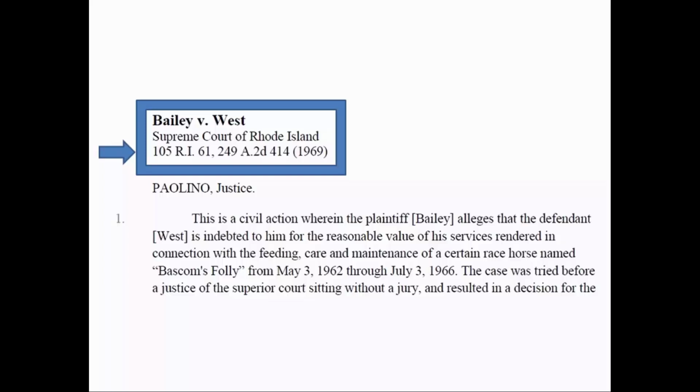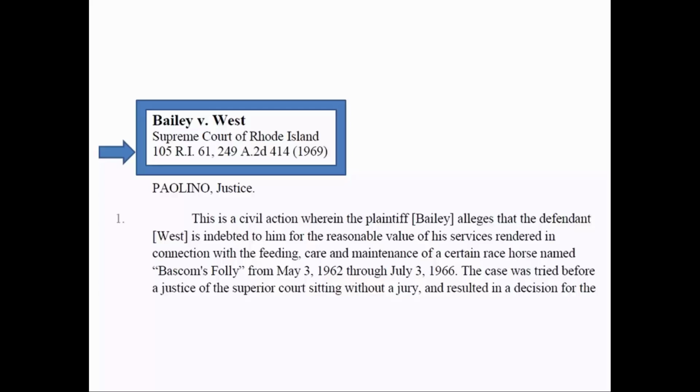And then the second one, A second, is Atlantic Second. That would be a reporter produced by a private company known as West, and all of the cases from the Atlantic region are collected in the Atlantic Reporter, and this is the second series of that reporter, volume 249, page 414.